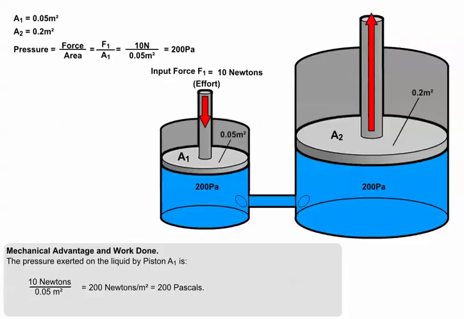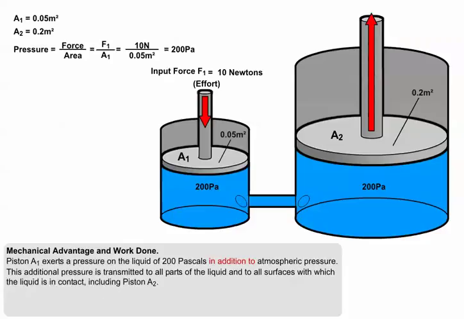Using our pressure equation, we calculate that the pressure exerted on the liquid by piston A1 is 10 newtons divided by 0.05 square meters, giving us a pressure of 200 newtons per square meter, or 200 pascals. Piston A1, therefore, exerts a pressure on the liquid of 200 pascals in addition to atmospheric pressure. This additional pressure is transmitted to all parts of the liquid, so that the liquid exerts this pressure against any of the surfaces with which it is in contact, one of which, of course, is piston A2.